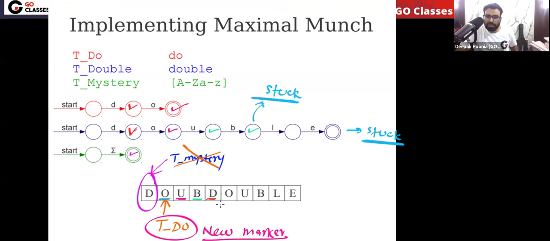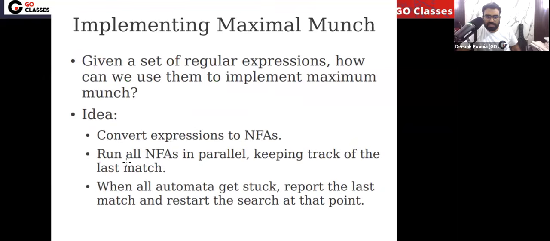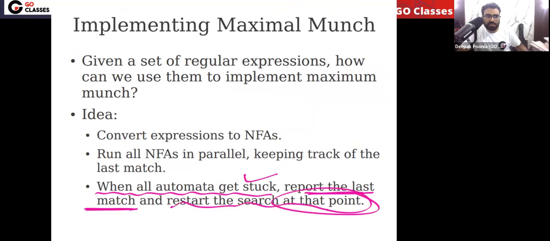So what will we do now? Because the second NFA is stuck, all these three NFAs are out of the race. We are standing here, so we will go back, because all the NFAs are stuck. You can see the same thing in the theory: when all the automata are out of the race, meaning all are stuck, then you report the last match and then restart the search from the last match point.